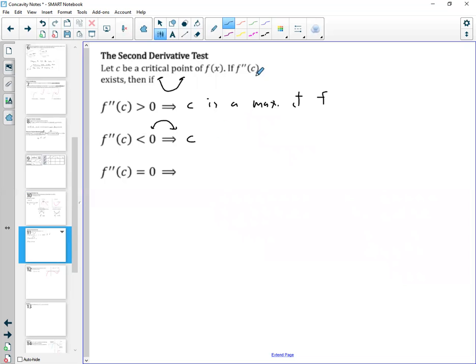So that means C is a maximum of f. Looks like this, you get a max, that means C is a max of f.